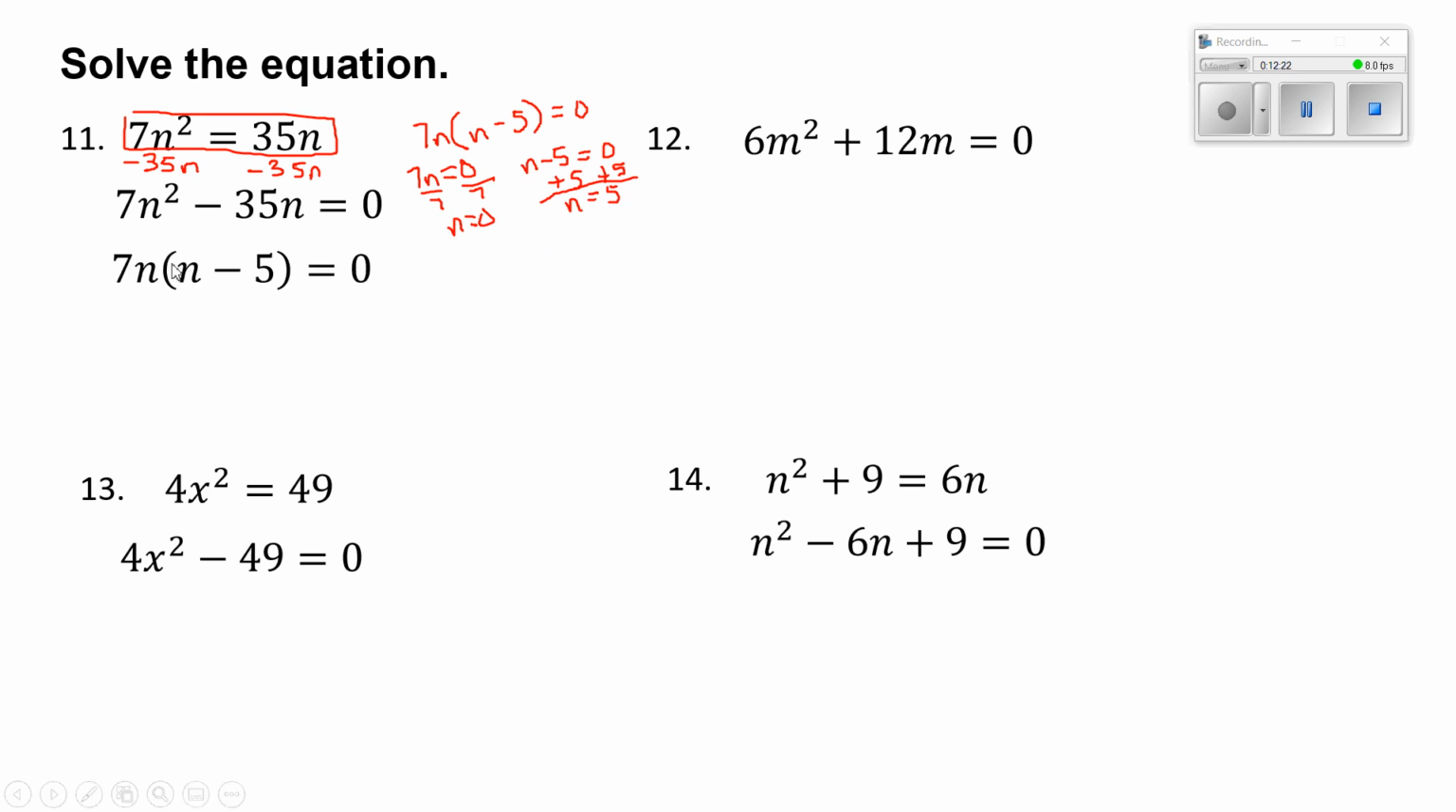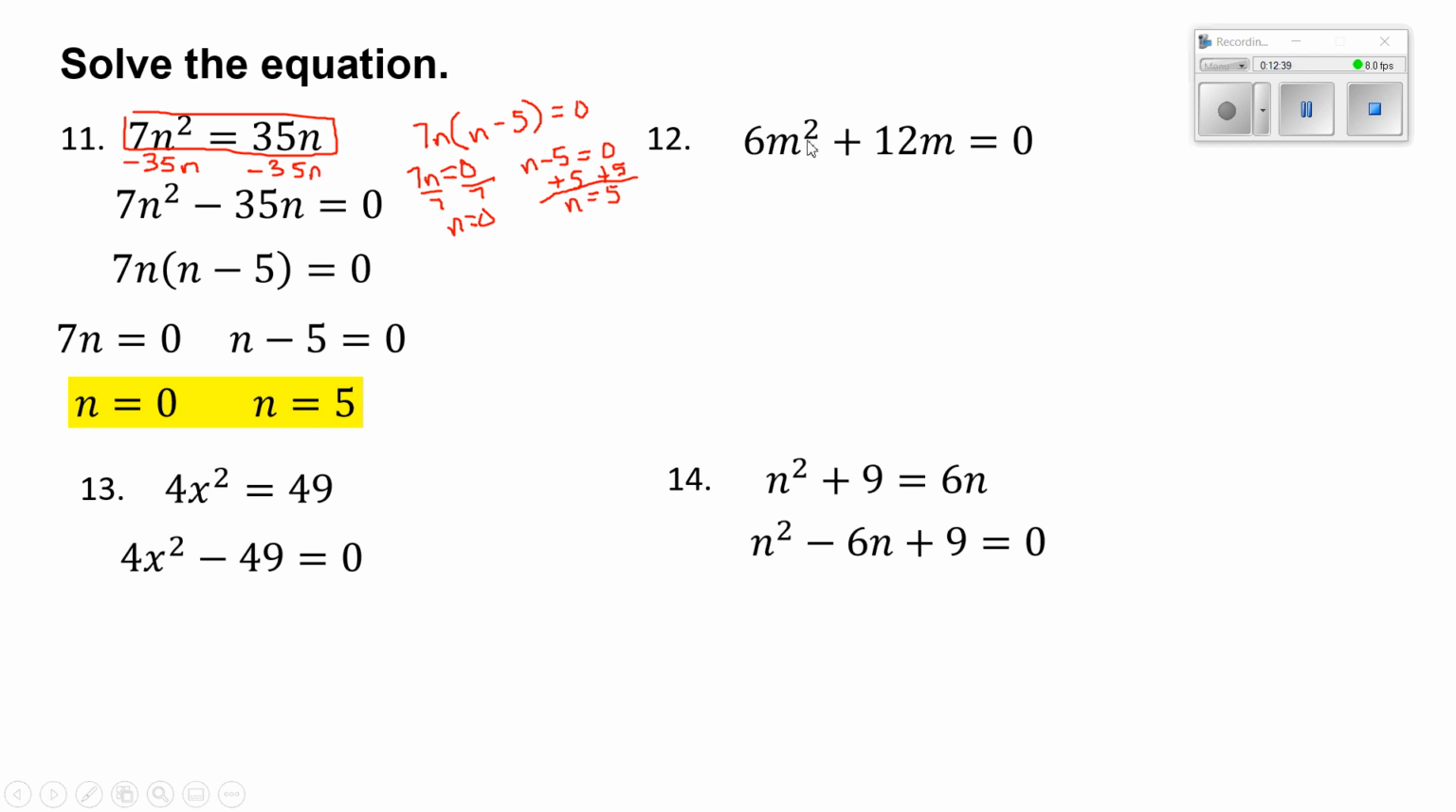And you can see they factored out the 7n and left n minus 5 in there. They put each thing to 0. Then they went ahead and divided 7 away to get n equals 0. And subtracted or added 5 to both sides to get n equals 5.